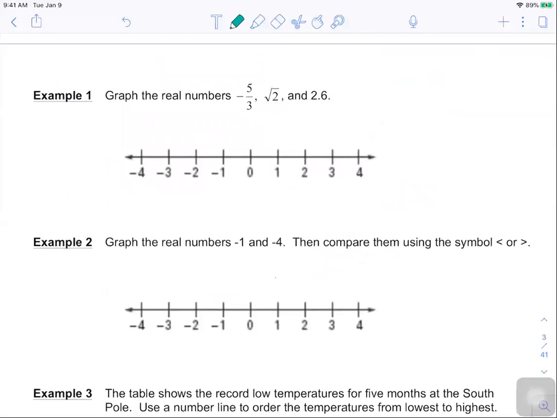So it's going to say graph the real numbers. So these are all real numbers. We have a fraction of -5/3. We have a square root of 2, and then we have 2.6. The first thing that you need to do is to make all of these numbers into decimals. So I'm going to write change to decimals so that we know where these numbers are on the number line. Because right now, having a square root of 2, I don't know what that number is on the number line. I'm not really sure where the square root of 2 is. So we're going to change them to decimals first.